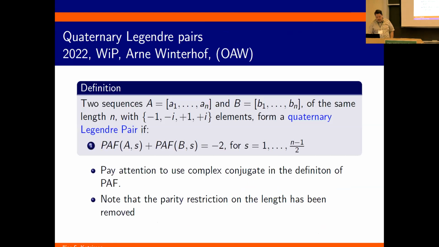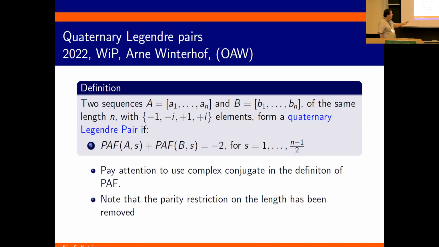Okay, so let me get to quaternary Legendre pairs. This is joint work with Arne Winterhof, who is a number theorist at the Austrian Academy of Sciences. This is work in progress. The definition that we thought was a natural generalization of these Legendre pairs is to allow the alphabet to be, of course, the fourth roots of unity, plus or minus 1, plus or minus i.